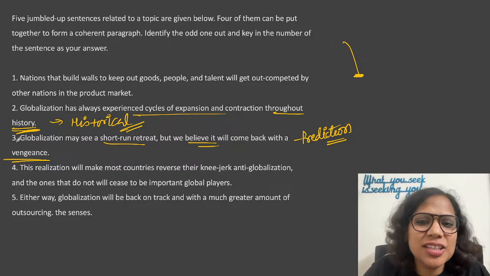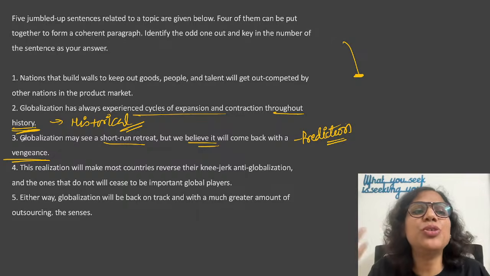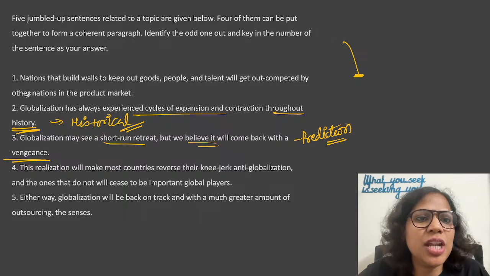So 3 is the introductory sentence. Okay, it's a prediction that has been made. Now we are elaborating on this, that how will this work?